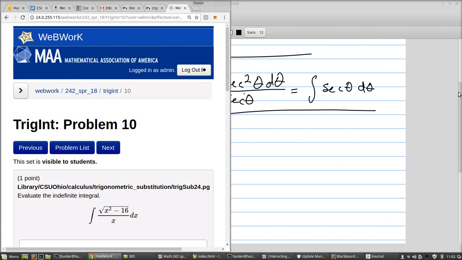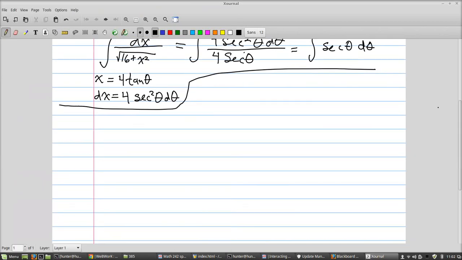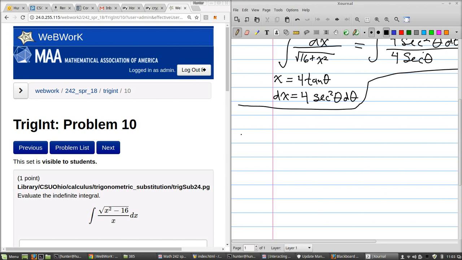Okay, so the next problem is, whoops. Sorry if you can hear my washing machine. The square root, this one looks harder. The square root of x squared minus 16 over x dx.